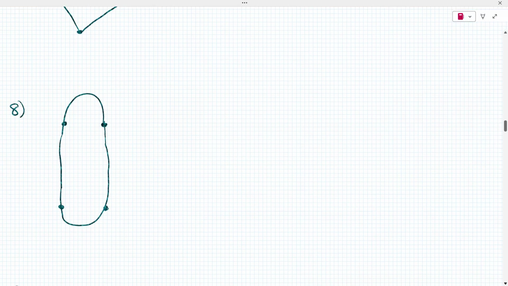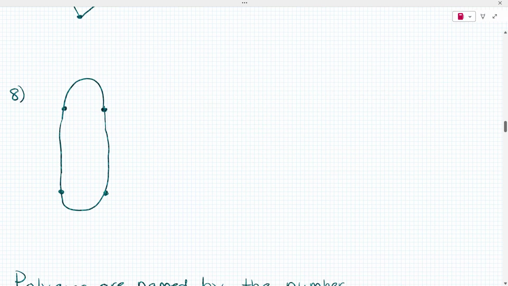What about eight? Sure, it's definitely closed. There's no gaps, but do we have only segments? No. There's a curve right here, and we have to have only line segments, so there's a curve. So this automatically makes it not a polygon.